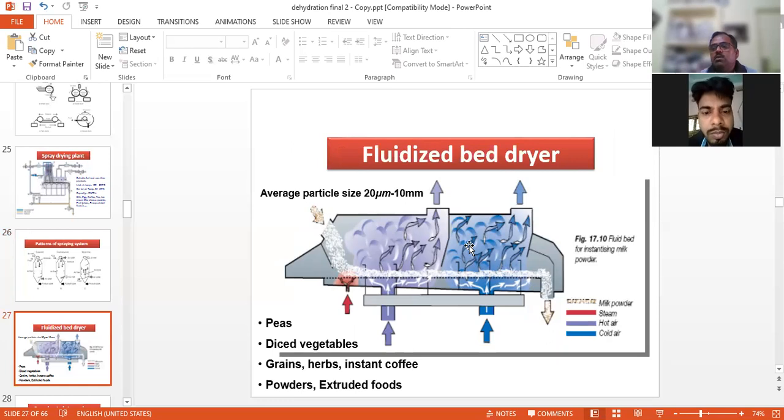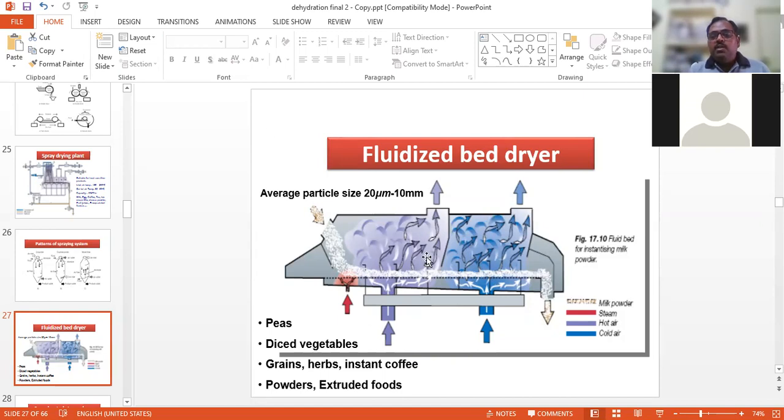When I was working at NDRI Karnal, we were using the fluidized bed dryer for making ready to eat kheer mix powder. We were critically moving at Faridabad. We were concentrating the milk, and after concentration, the partial step of making kheer mix powder was done at Faridabad.